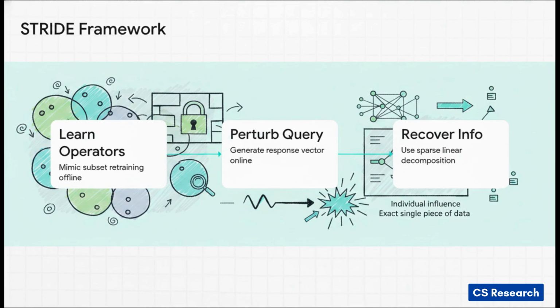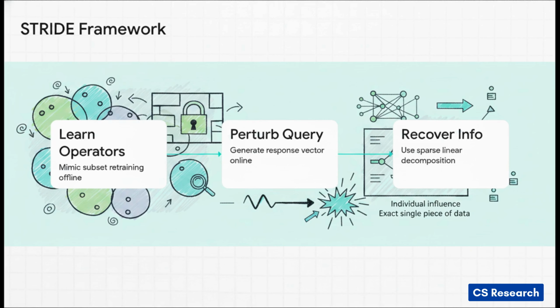Let's quickly walk through exactly how Stride pulls this off. It works in 3 structured phases. In phase 1, it learns lightweight steering operators offline. Instead of retraining the whole model, they trained it on randomly sampled subsets of data. These steering operators learn to mimic how the model would shift its behavior based on those data subsets, and they apply all of this to a frozen base model.